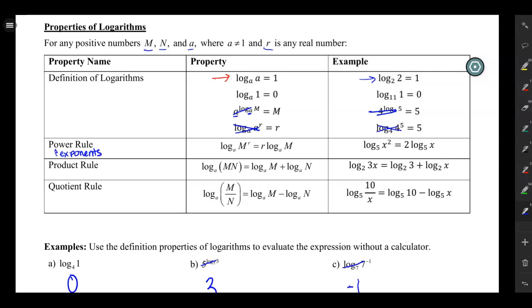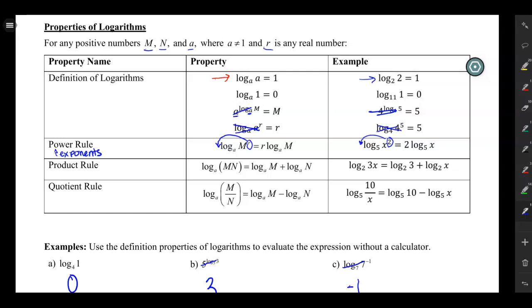So let's say we have log base a of m, m can be any number, raised to the r power. Okay. What I can do is I can take this exponent and I can put it in front of my logarithm and make it r times log base a of m. So for example, if we had log base 5 of x squared, I could bring this squared in front of my log and make it 2 log base 5 of x.